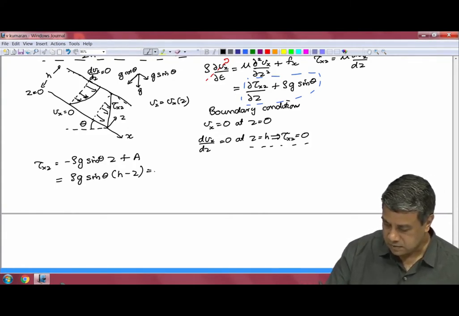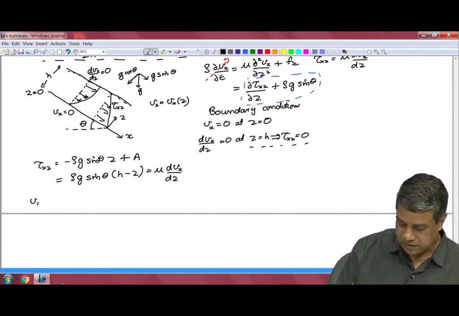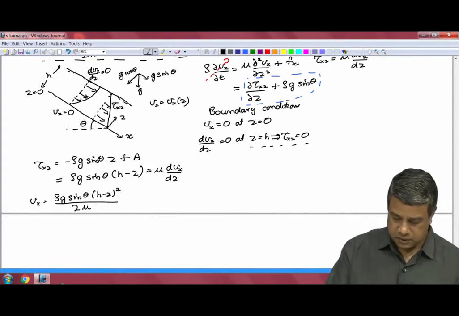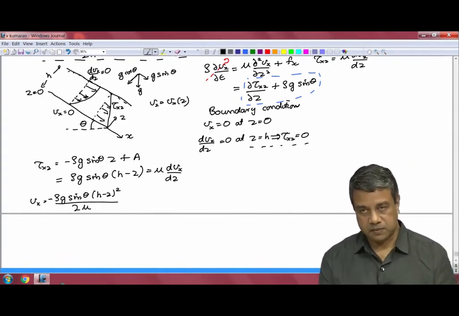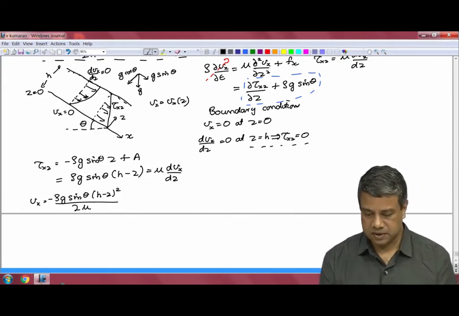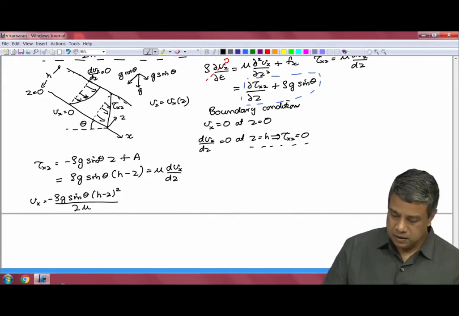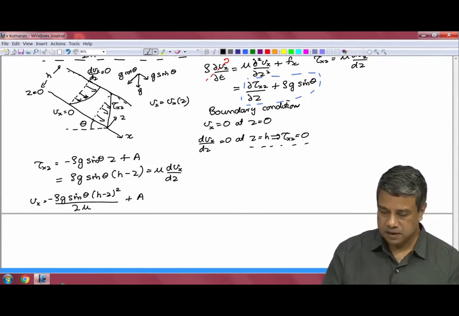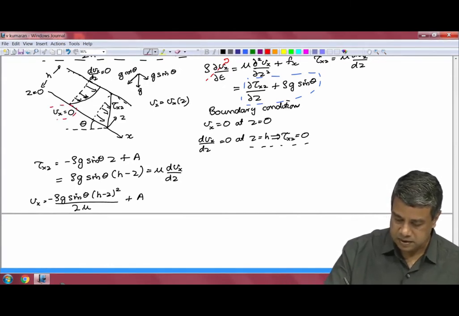The stress is equal to mu dVx by dz, and this will give us Vx is equal to rho g sin theta into h minus z the whole square by 2, with a negative sign, because when I integrate h minus z, I get minus h minus z whole square by 2, plus a constant. This constant has to be determined from the condition that Vx is equal to 0 at z is equal to 0.